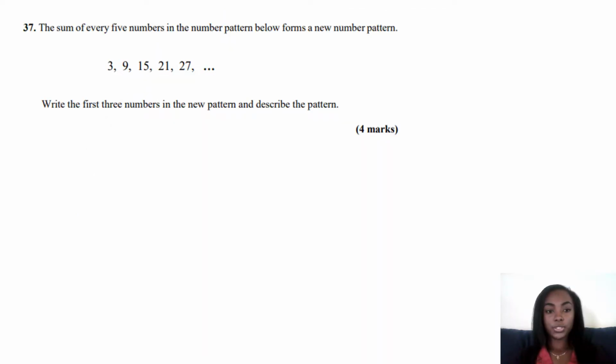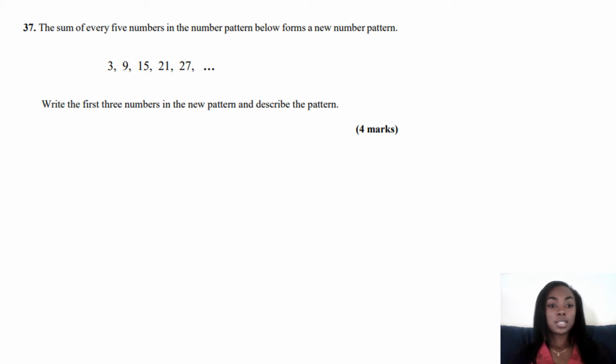Alright, so question 37, it says the sum of every 5 numbers in the number pattern below forms a new number pattern. So you have 3, 9, 15, 21, and 27. Question says write the first 3 numbers in the new pattern and describe the pattern. So the first thing that we see here is that the instruction is very simple, but it's for marks. So we need to pay attention to that.